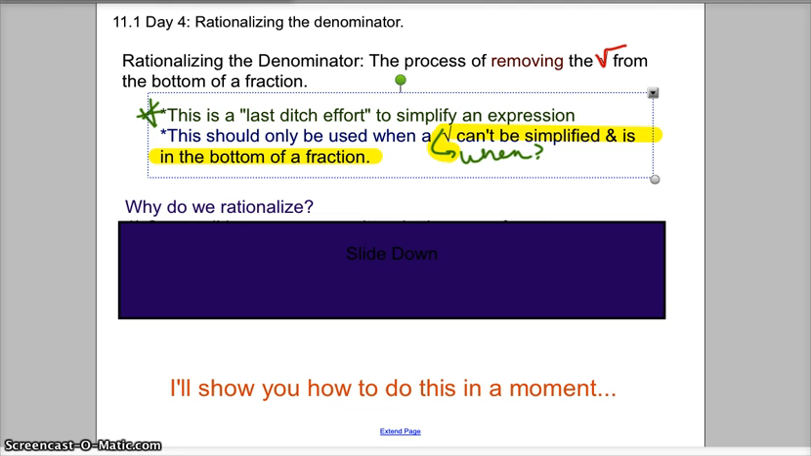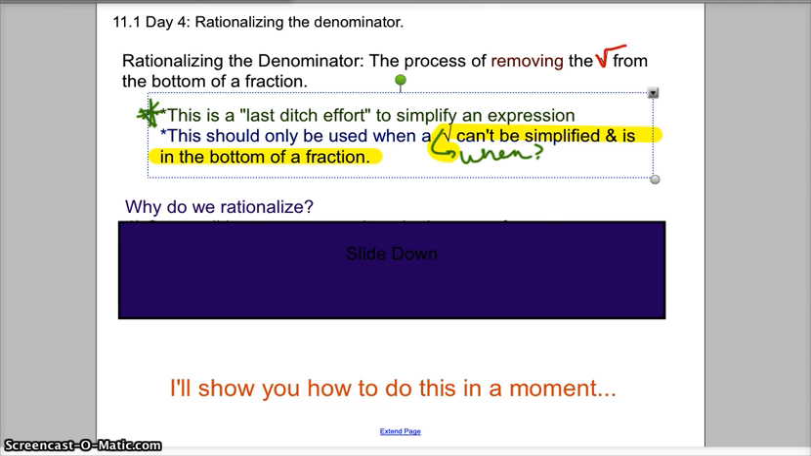When simplifying an expression, this is to be done after you can't simplify, after you can't multiply, and after there's no more division to be done. But you look at a problem and there's still a square root in the denominator. This should only be used when a square root cannot be simplified and is in the bottom of a fraction.